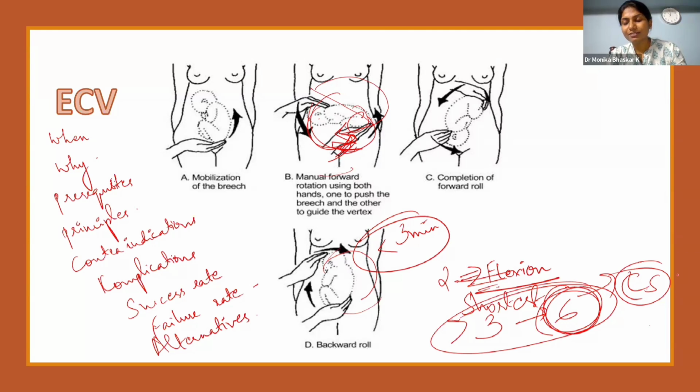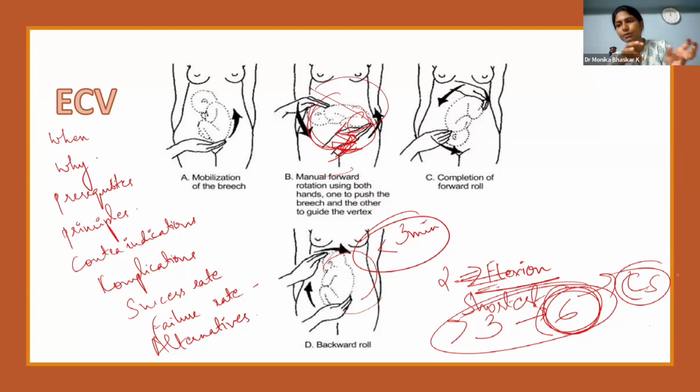I will repeat what I was telling. Firstly, the mother should lie down in dorsal position. The clinician should stand on the right side of the patient. Under ultrasound guidance, the presentation is confirmed. The podalic pole is grasped with one hand, the cephalic pole is grasped with the other hand. Decide whether you want to do a forward roll or a backward flip and slightly move the baby.